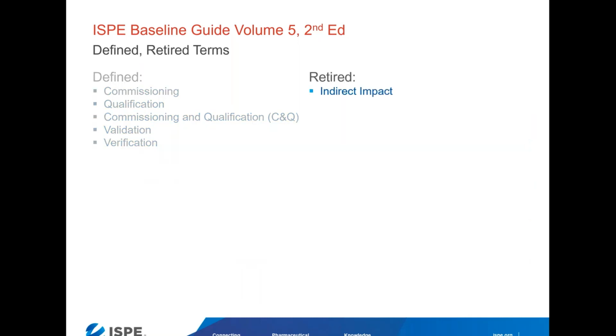So the terms that are retired, indirect impact is no longer a concept. The revised guide uses a system classification that replaces the old system level impact assessment and component criticality assessment. And in that classification, systems are either direct impact or not direct impact. Thus, the component criticality assessment itself has been deprecated entirely in place of a more formal system risk assessment.